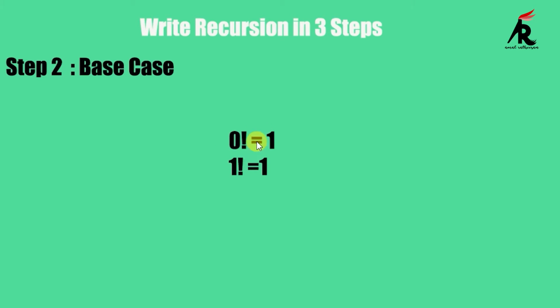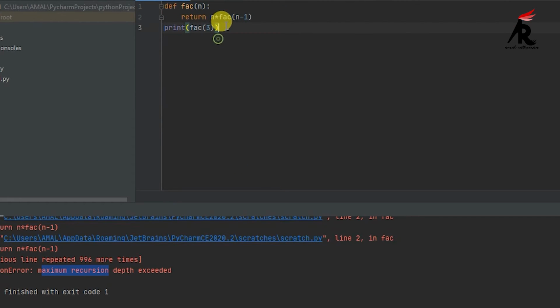So the base condition in the case of factorial: if you set n to 100, it goes n minus 1, n minus 1, and then it will come to 1, then 1 factorial. We must define something to return. So this is the base case: 0 factorial is 1 and 1 factorial is 1. So we are going to add these terms into that program.